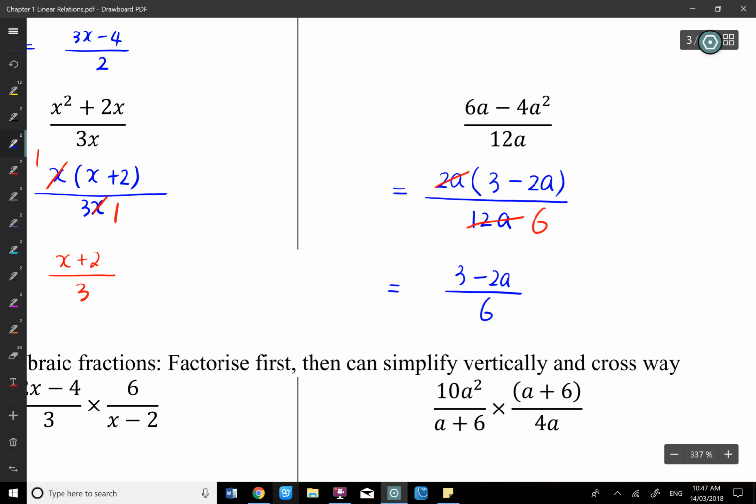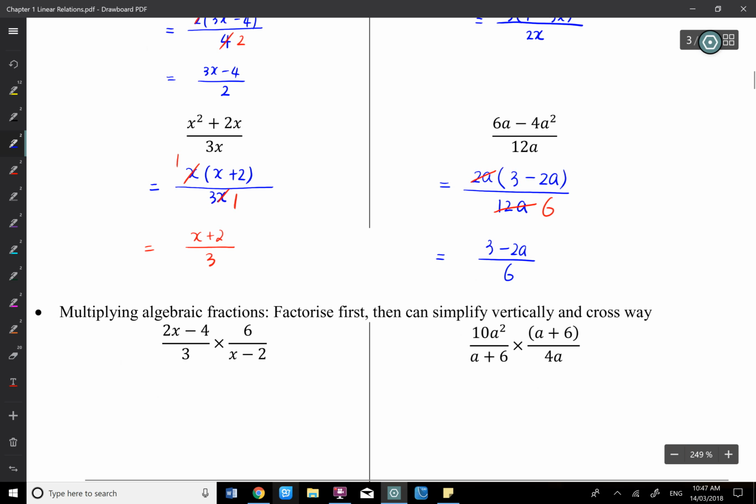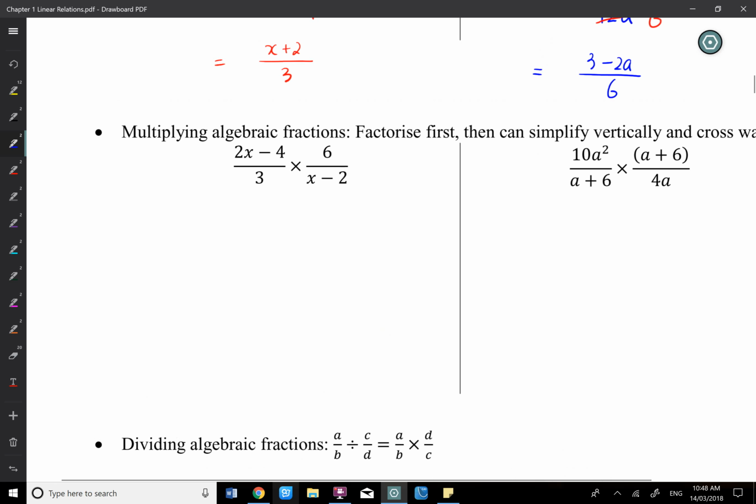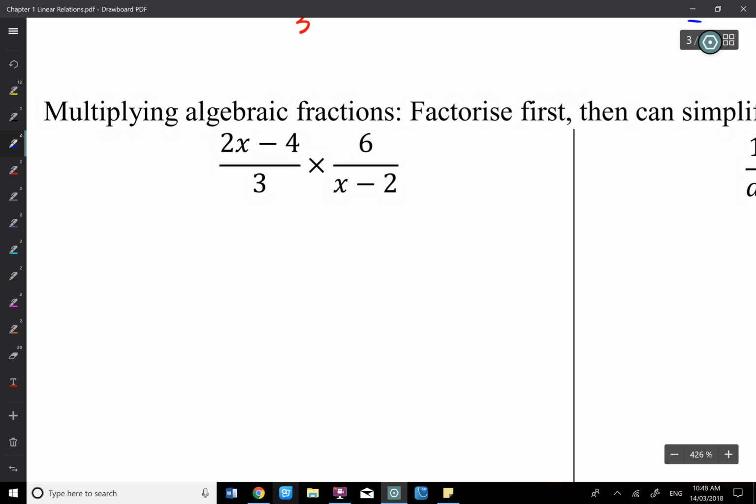Alright, that's how to simplify that. That's how to simplify a fraction with multiple terms on the denominator or numerator. And then let's have a look at how to multiply two fractions together with multiple terms.